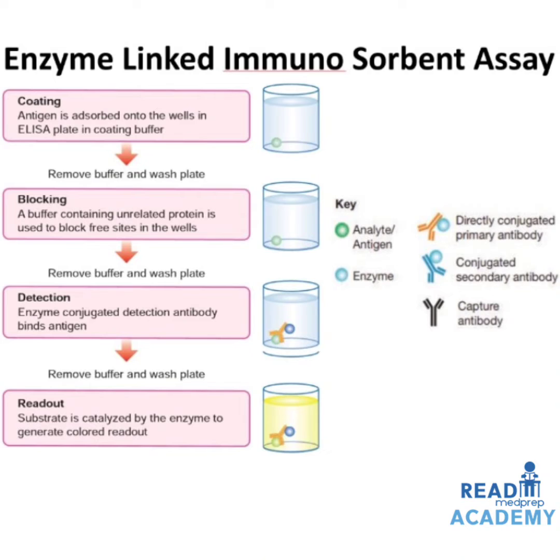A buffer containing unrelated protein is used to block free sites in the wells. After the buffer is removed and the plate is washed, detection is done, where the enzyme conjugated detection antibody binds the antigen, and after removing the buffer and washing the plate, then reading is done where the substrate is catalyzed by the enzyme to generate the colored readout. Right side you can see the key of the different things.